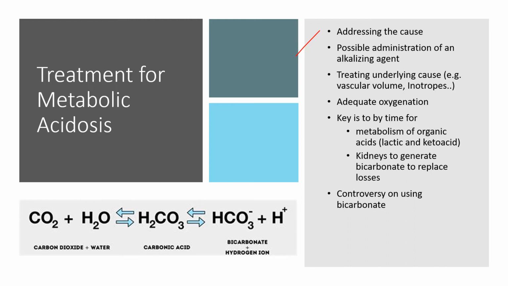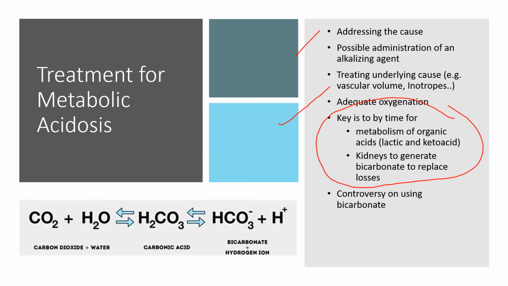And it's controversial. Treating the underlying cause, like giving them vascular volume or inotropes if they're hypovolemic, could easily help the patient. Adequate oxygenation. The key here is to buy time for the metabolism of organic acids and for the kidneys to generate bicarb to replace any losses that happened. So the key here, buy time, until we can get those things up and running.